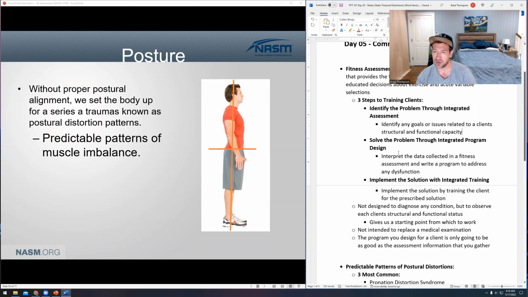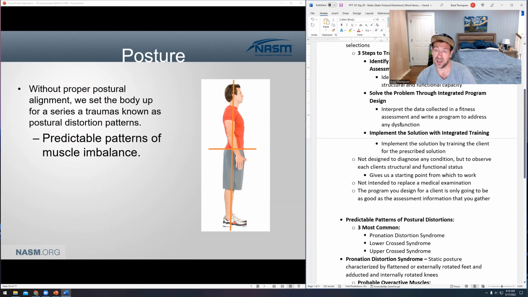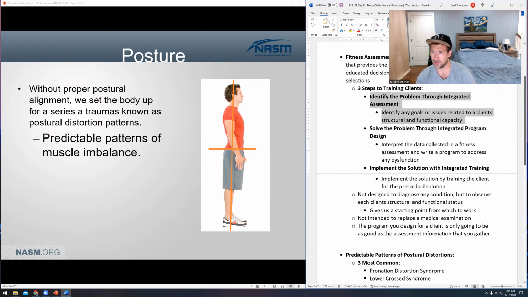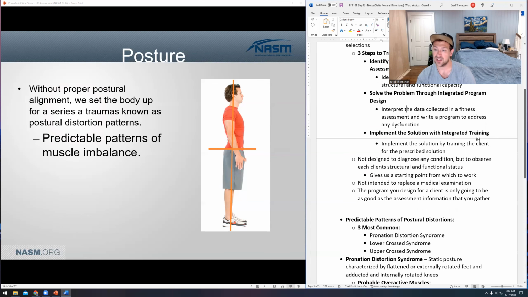Now, the second part is actually pretty easy. Honestly, and this is the hardest part. This is the hardest part of all problems. Well, I think it's the hardest part of problem solving. The implementing part can also be hard. This is the hardest one to understand, I think. Step two, we just need to solve the problem through integrated program design.